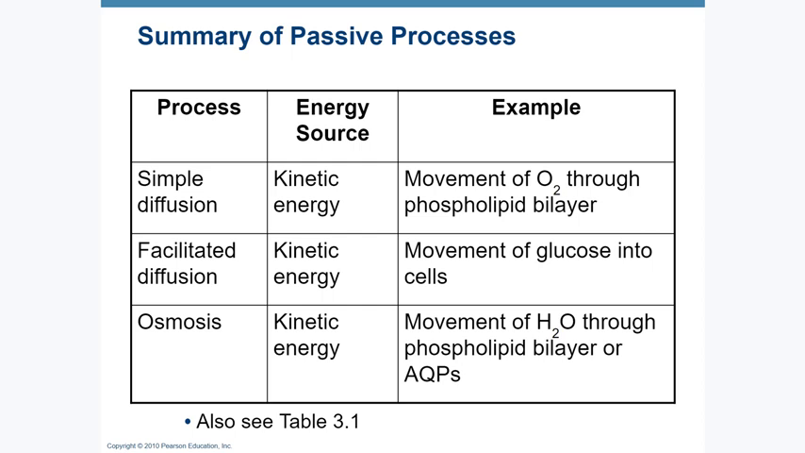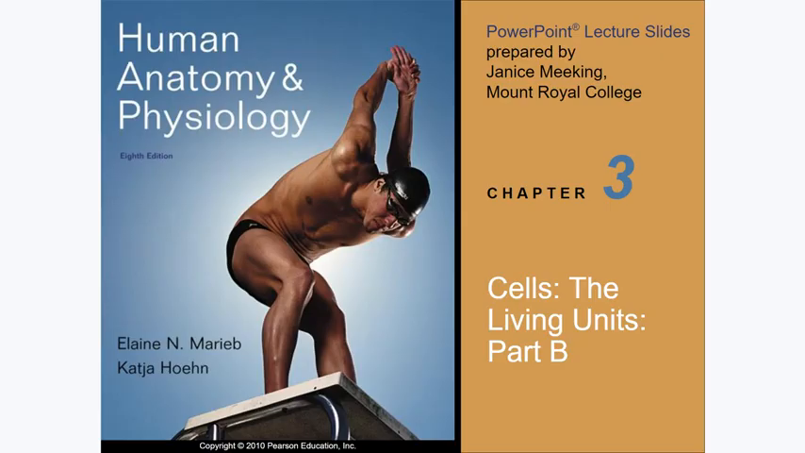So, a summary of all of our processes: we have simple diffusion, which uses kinetic energy. An example is the movement of O2 through the phospholipid bilayer. Facilitated diffusion also uses kinetic energy, and that is the movement of glucose into the cell. And then osmosis is also kinetic energy, which is the movement of H2O through the phospholipid bilayer, or aquaporins.